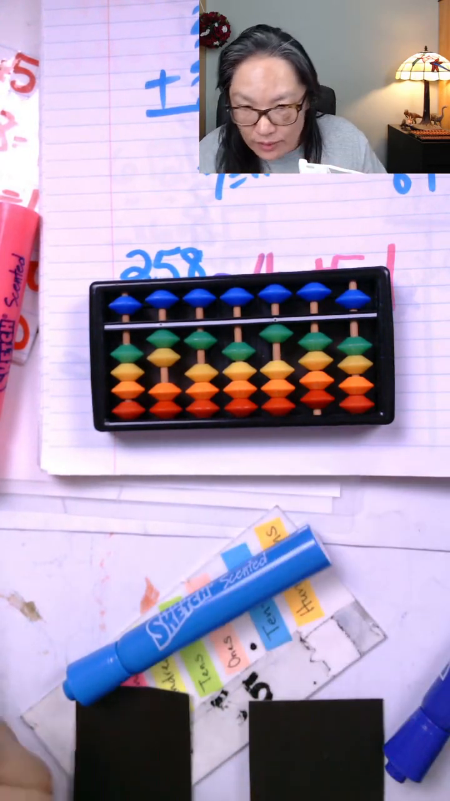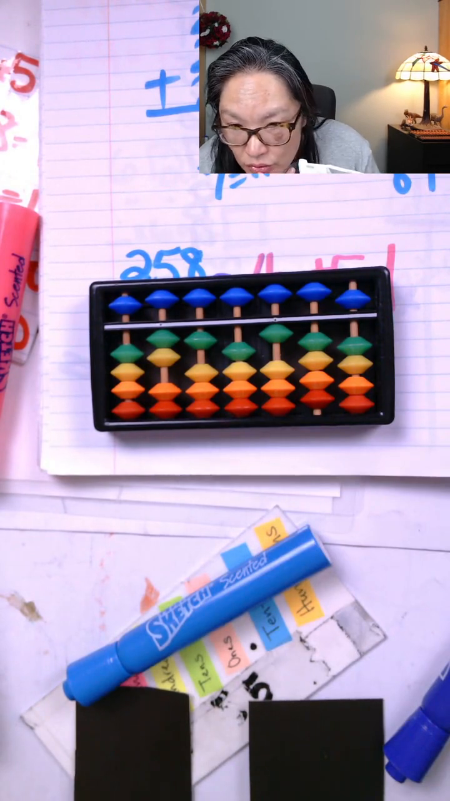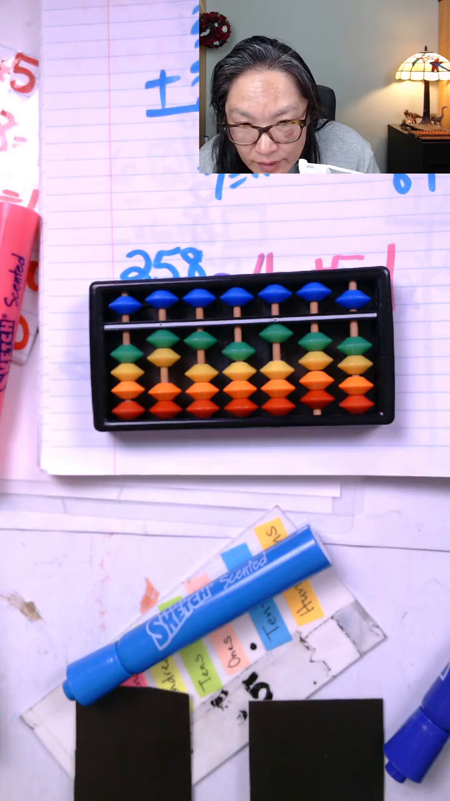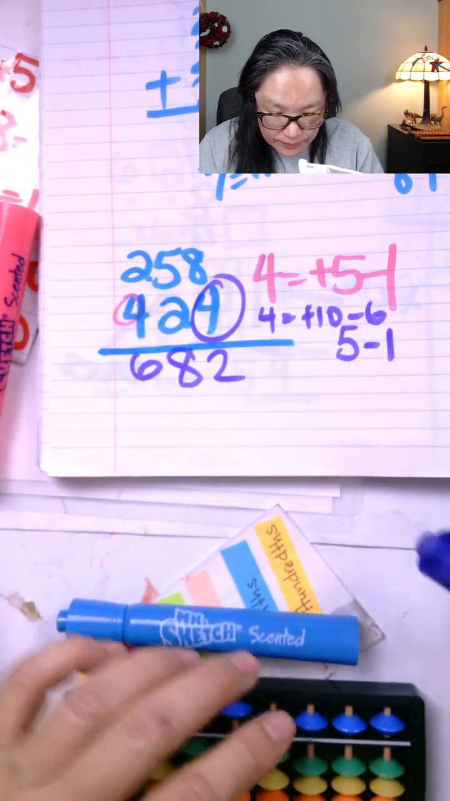Can we do one more like this? Yeah, we could do one more like this. So we'll do this one. There we go. Okay, we have this number.